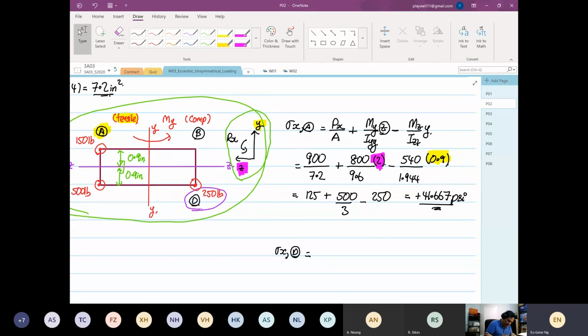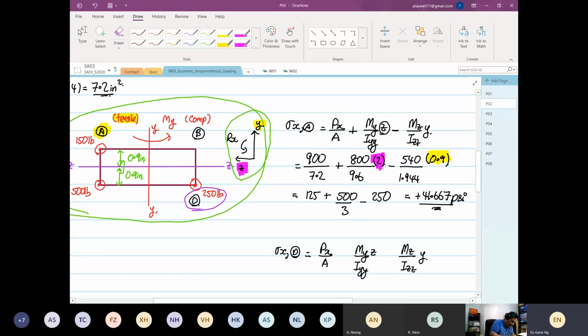So we will have Px over A. So the formula is still the same. So we're going to write down Px. So I will write this down. So it's Px over A. Again, My over Iyy multiplied by Z. And then we have Mz over Izz multiplied by Y. Okay. So at point D is where we're interested.